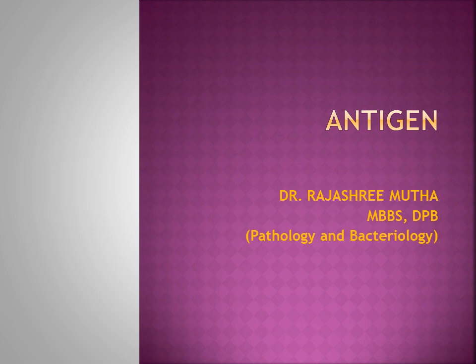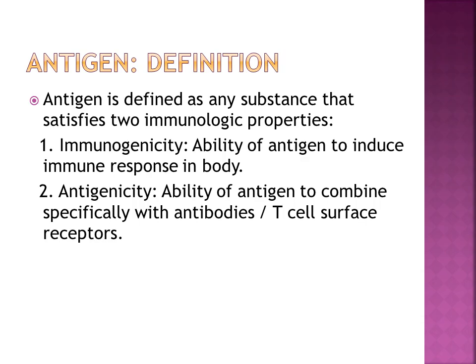Hello students, today we will have a lecture on antigen. So now we will see the definition of antigen. Antigen is defined as any substance that satisfies two immunological properties, that is immunogenicity and antigenicity. So what is immunogenicity? It is the ability of antigen to induce immune response in the body. And what is antigenicity? It is the ability of antigen to combine specifically with antibodies or T cell surface receptors.